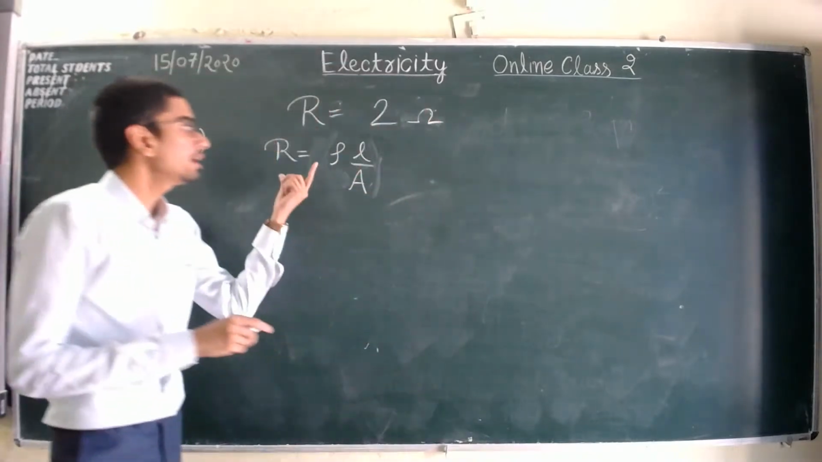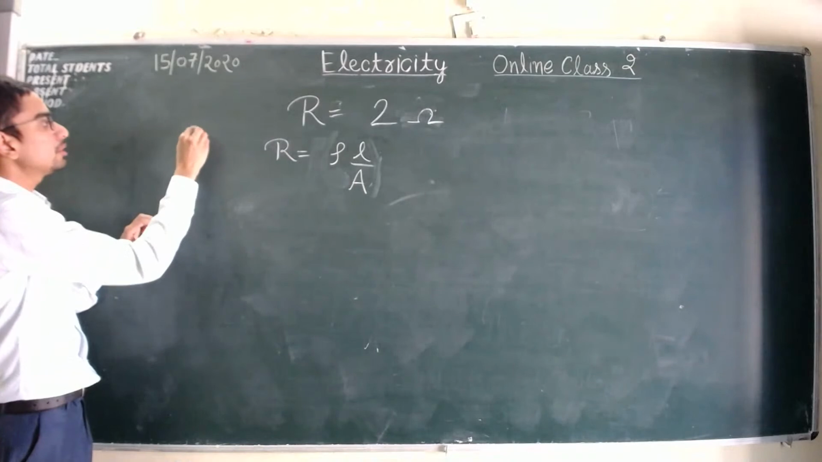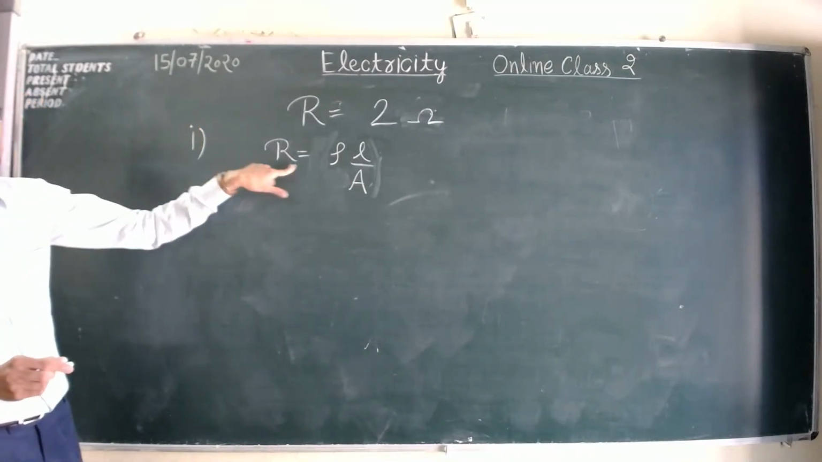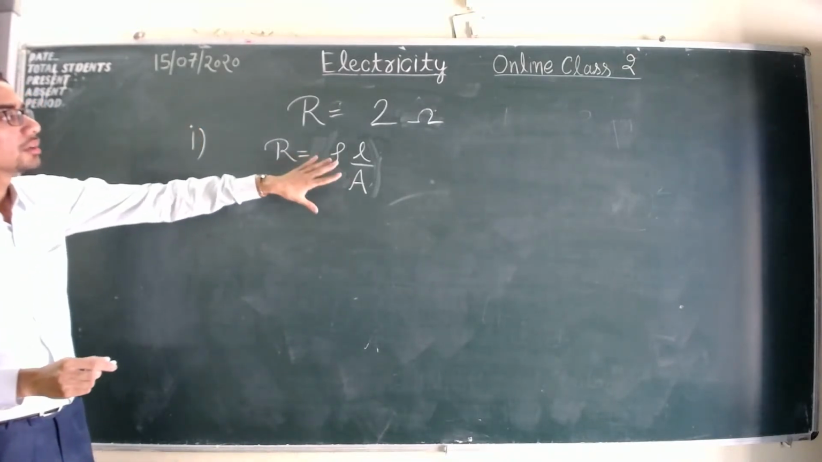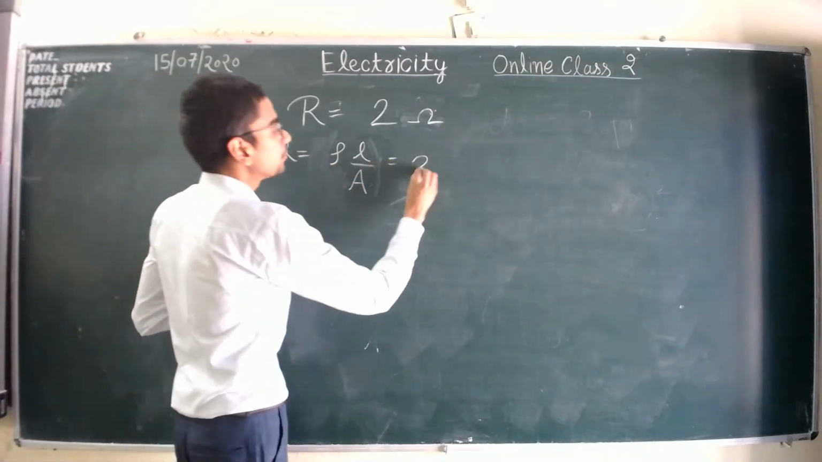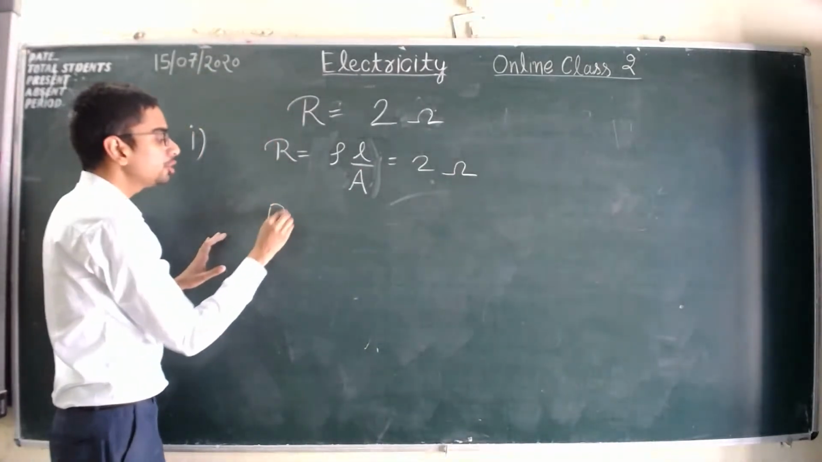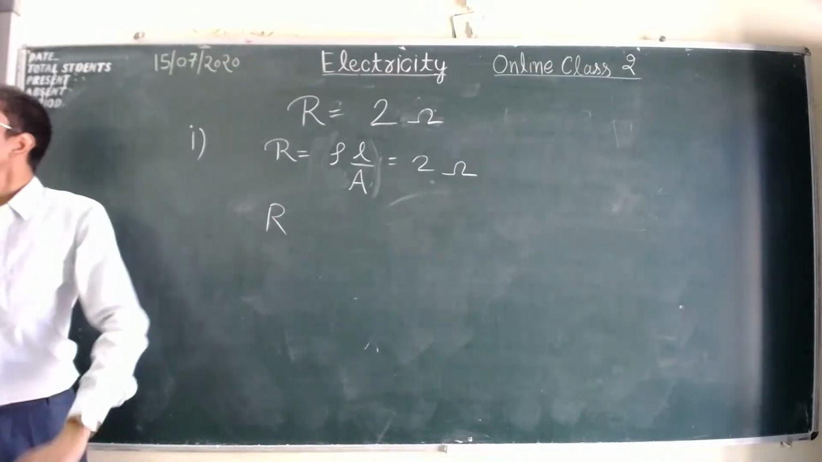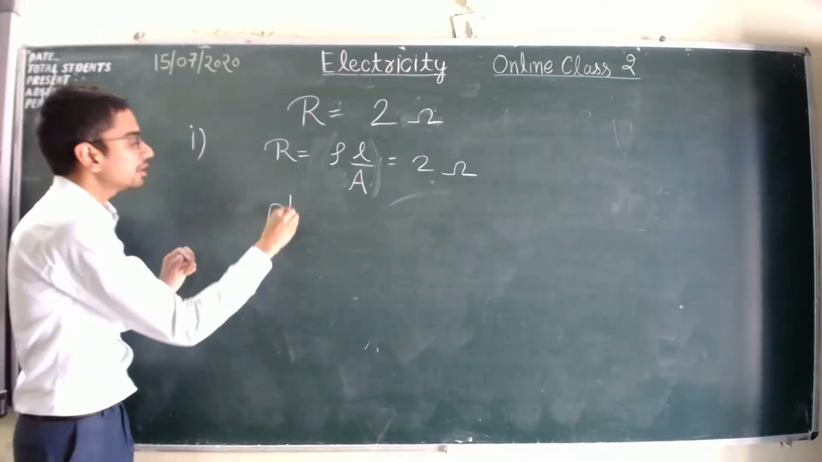See, first you have to write this formula. Part 1. Question number 2, part 1. This is the formula. It is given 2 ohm. Now you have to find the new resistance.